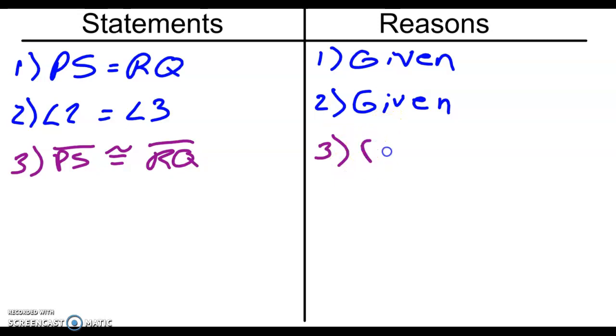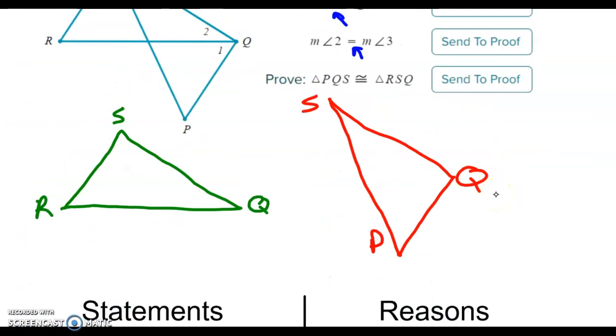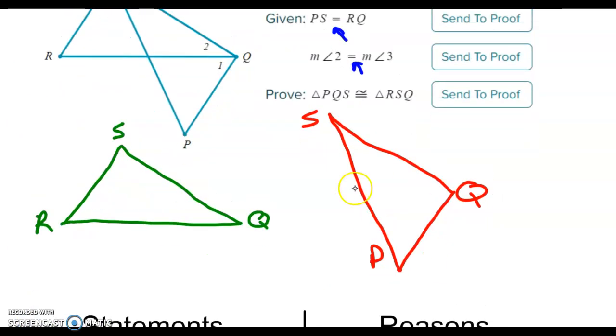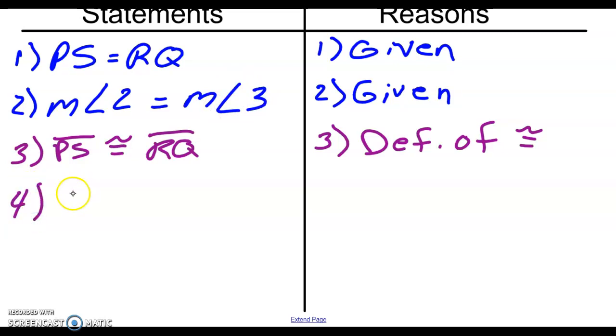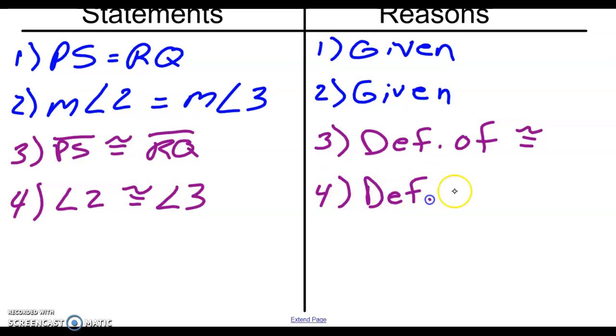And that is going to be the definition of congruence. So that does have to be stated. Okay, so we can mark that now, PS to RQ. So those two sides, and then angle 2 to angle 3. So I'm actually going to change this to be more accurate here. Because when you state angles equal, it's the measure of those angles that are equal. And then when the measure of two angles are equal, that's when you can say that those angles are congruent. Again, with the definition of congruence.